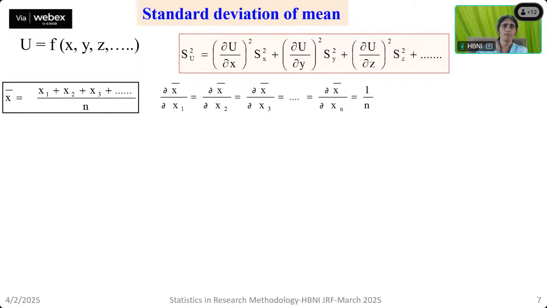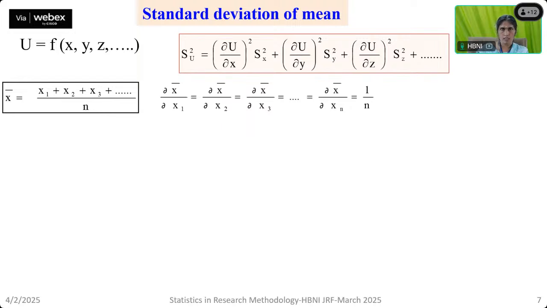Here again, the same way we get the partial derivative. All of you can appreciate that it is very simple to do the partial derivative because all of the rest of the things are kept constant. So the partial derivative of the mean with respect to each individual measurement will be 1 by n. That is the coefficient of each of the terms.